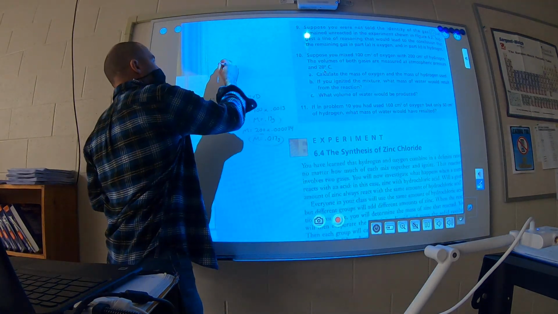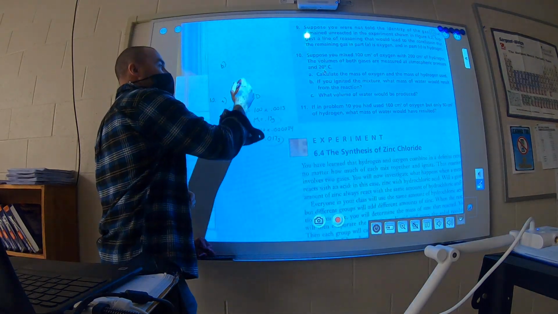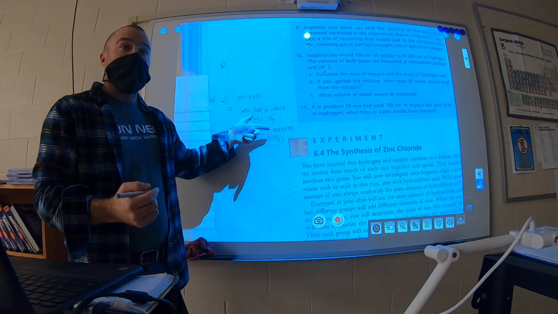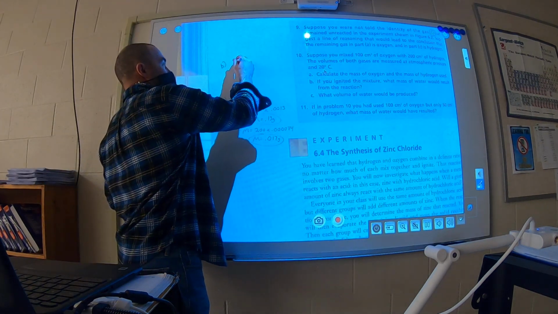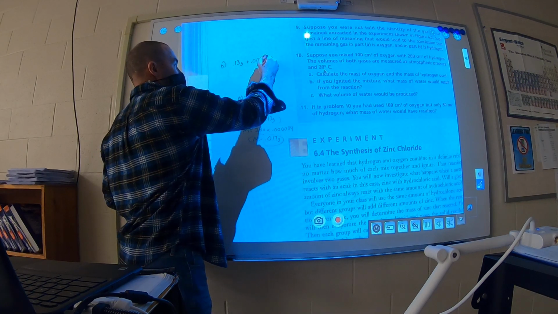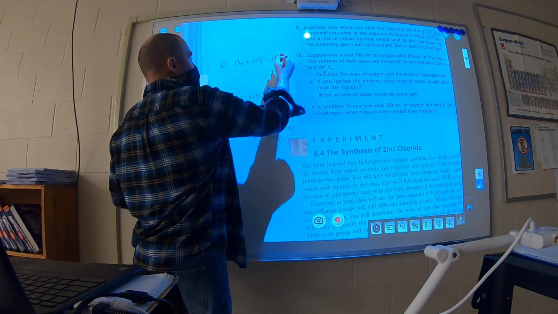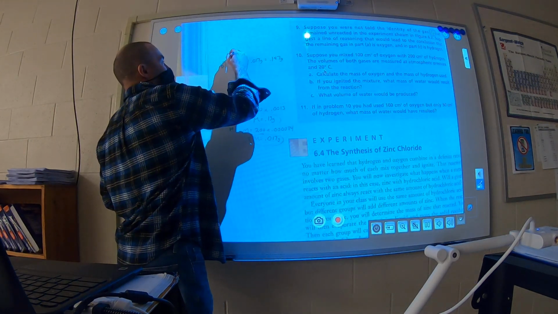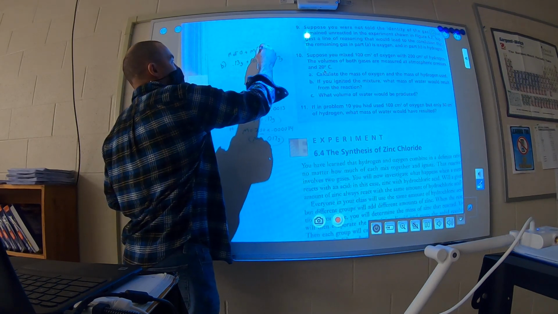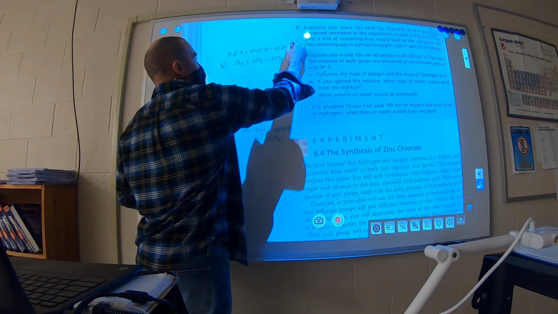On B, it says if you ignited the mixture, what mass of water would result? We know mass is conserved, so these are our masses. We just have to add these together. So 0.13 grams plus 0.017 grams is equal to 0.147 grams of water. In other words, M of O plus M of H equals M of H2O.